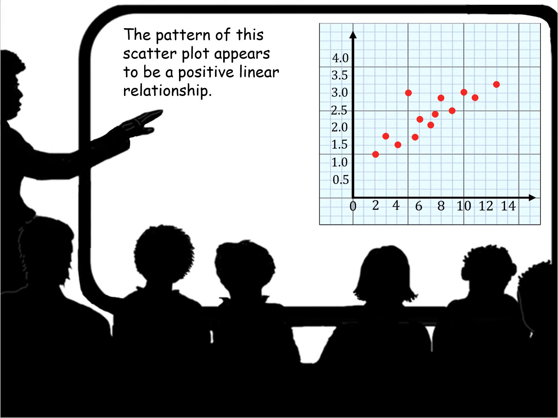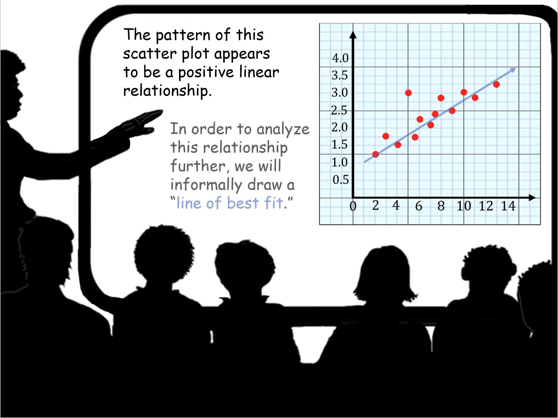So now we're going to look at the pattern in terms of what we're going to call a line of best fit. The pattern of this scatter plot appears to be a positive linear relationship. Linear because the points appear to fall upon a line or in a line direction. And it's positive because as x is increasing, y is also increasing.